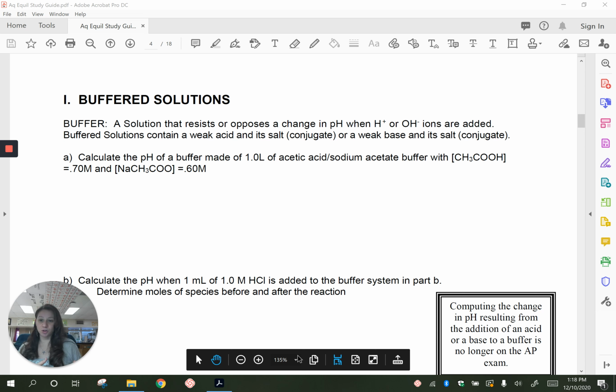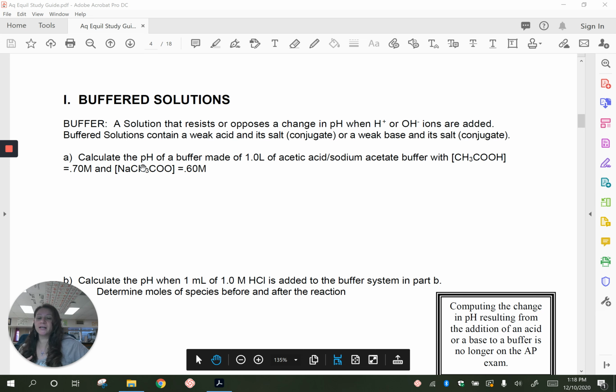A buffered solution is a solution that when you add H pluses or OH minuses to it, reacts with them, so it eliminates any extra or excess H pluses or OH minuses that you're adding, and so the pH remains about the same because your H plus or OH minus concentration remains about the same.